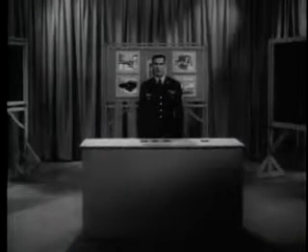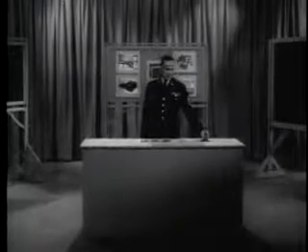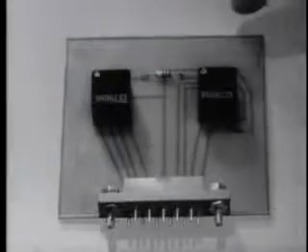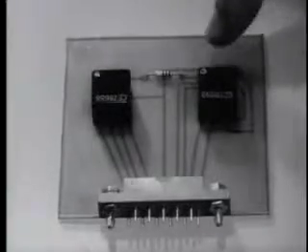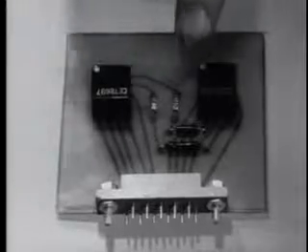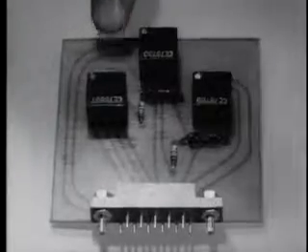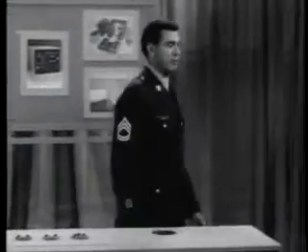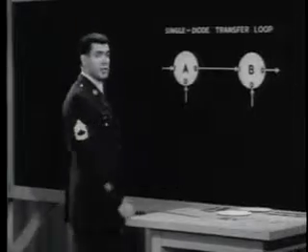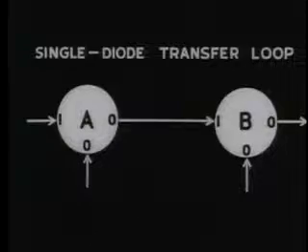In the first film of this series, we examined the basic properties of magnetic cores. In this film, we'll be dealing with three types of core transfer loops: the single diode transfer loop, the split winding transfer loop, and the inhibit transfer loop.